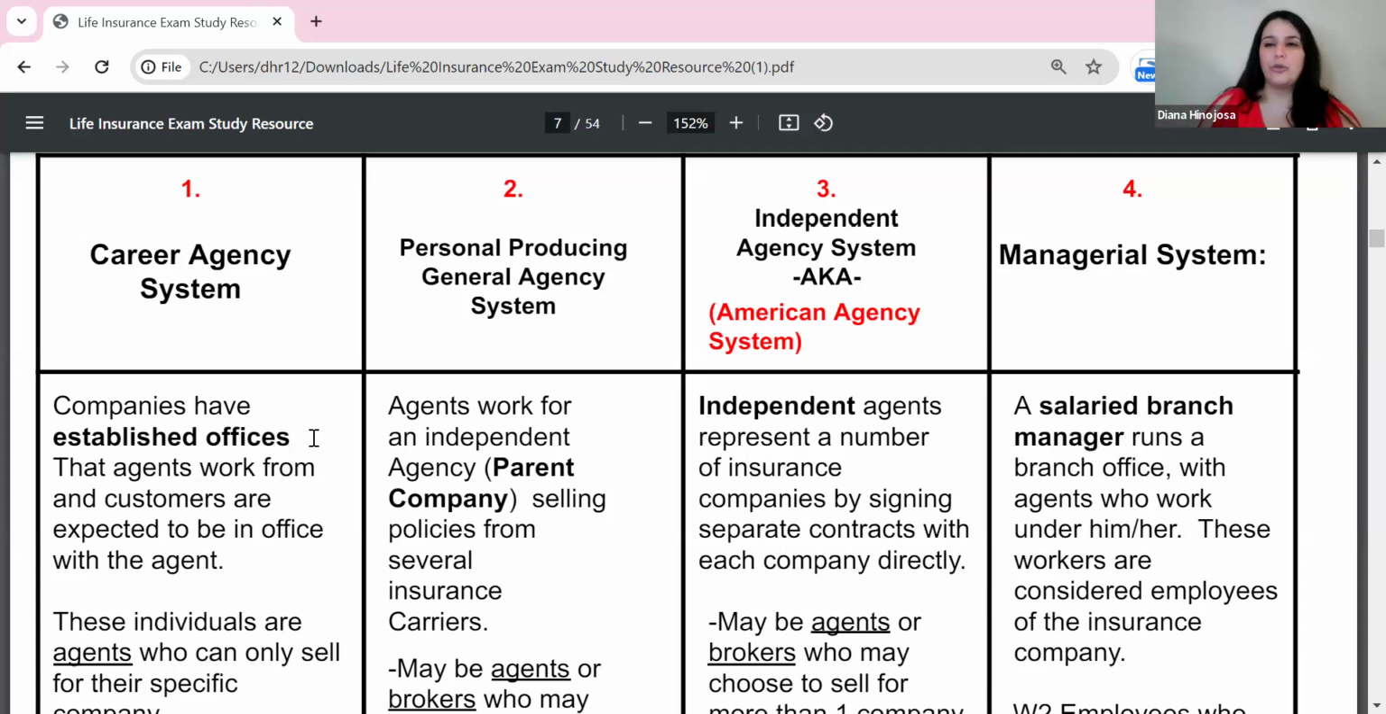You don't go to their house. You don't go anywhere else. They always come to you. Also, system number 1, customers are customers of the company, not the agent.